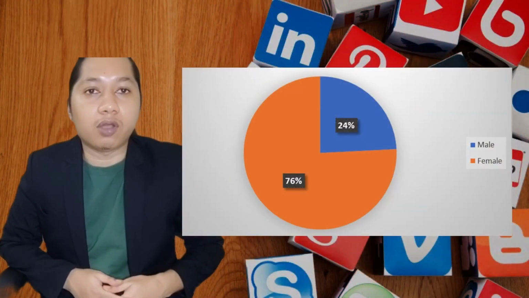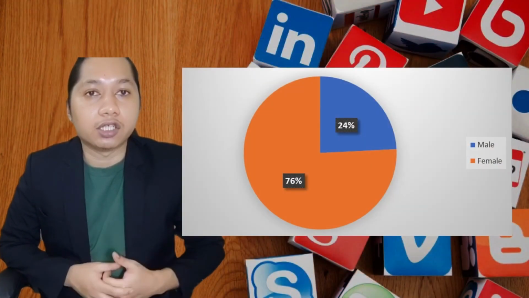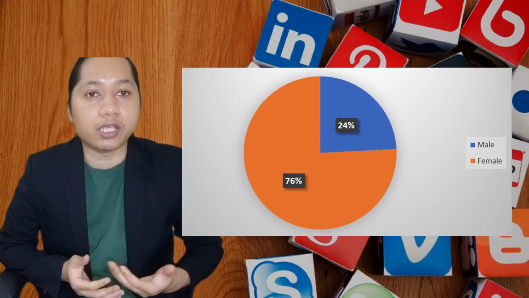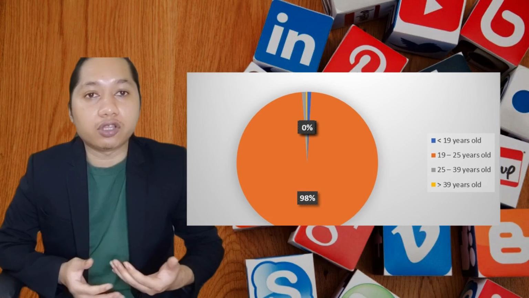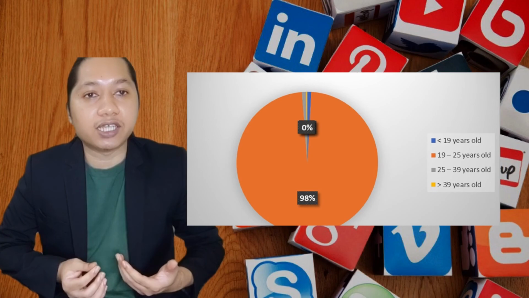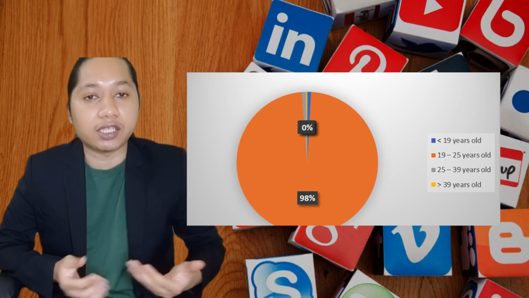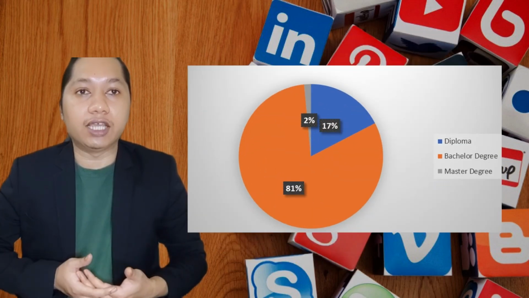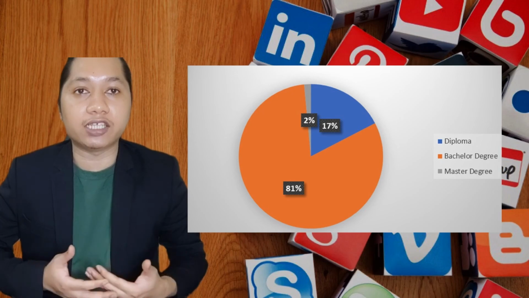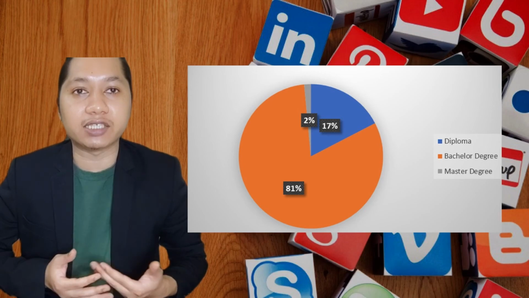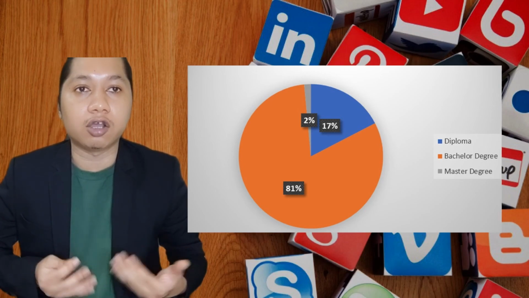As seen in figure 4.1, the orange color represents female, showing the majority gender of respondents over male. It is 76% for female and the blue is 24%. Figure 4.2 shows the age of respondents, and the orange color illuminates the chart, which represents respondents aged from 19 to 35. Figure 4.3 shows the education level of these respondents, and the majority are students from bachelor degree, which shows 81%. The minority is master degree students, which is only 2% of respondents.